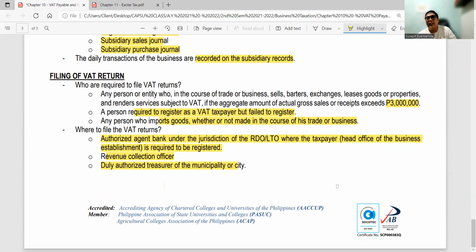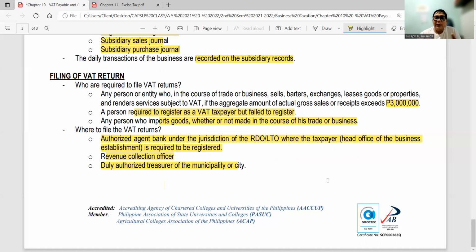Okay, that's it for the VAT requirements. So try to search for the 2550M and 2550Q. I'll try to make a video on how to file and the proper way of filing, although I'm not that perfect in filing that, but you need to know how to file.